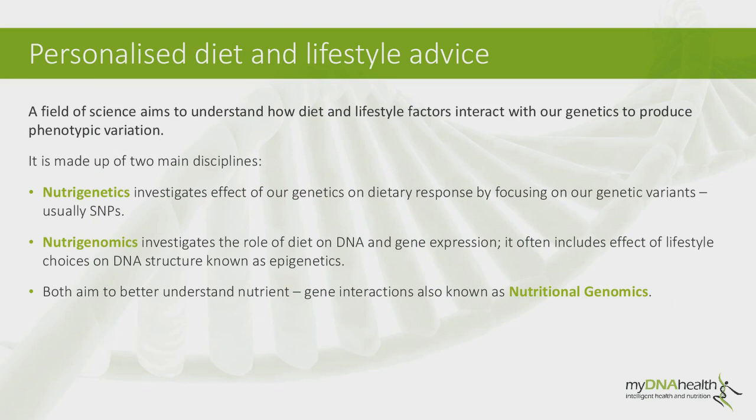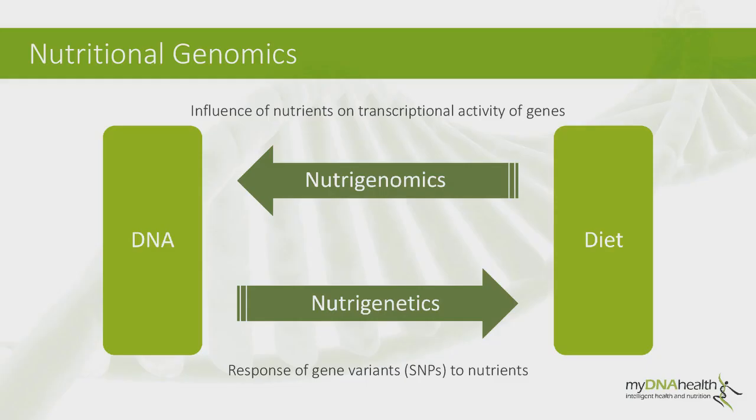So really, it's a field of science that aims to understand how diet and lifestyle factors interact with our genetics, or our genome, to produce that phenotypic variation. And it's made up of two disciplines, really. So we've got nutritional genomics as a whole, and then we have nutrigenetics, which investigates the effect of our genetics on dietary response by focusing on our genetic variants. These are those SNPs. Or we have nutrigenomics, which investigates the role of diet on DNA and gene expression. And this often includes the effect of lifestyle choices on DNA structure, and that's known as epigenetics. Understanding the terminology can be a little bit difficult here. But both of them aim to understand nutrient-gene interactions, and this is what we know as nutritional genomics. We just put this into a diagram that might help us to understand it a little bit more.